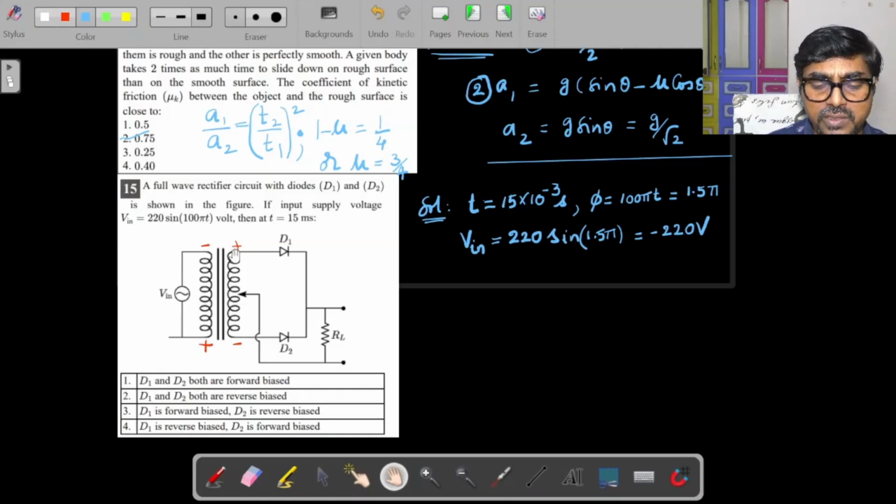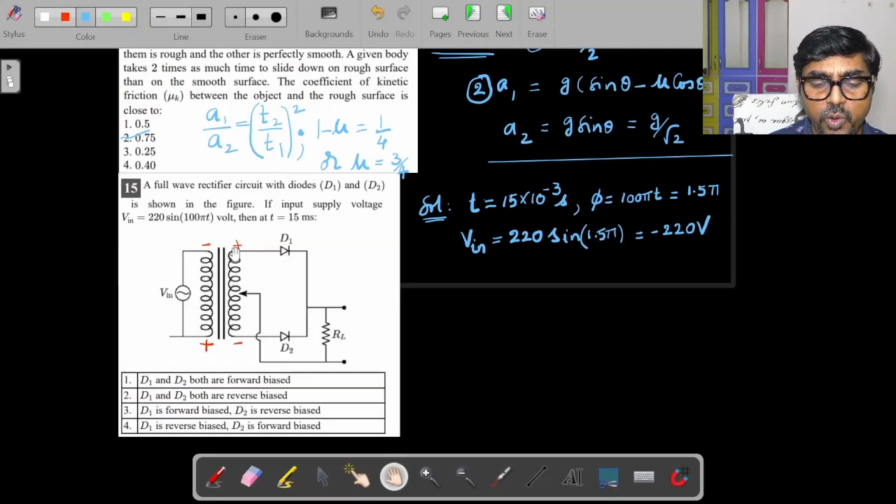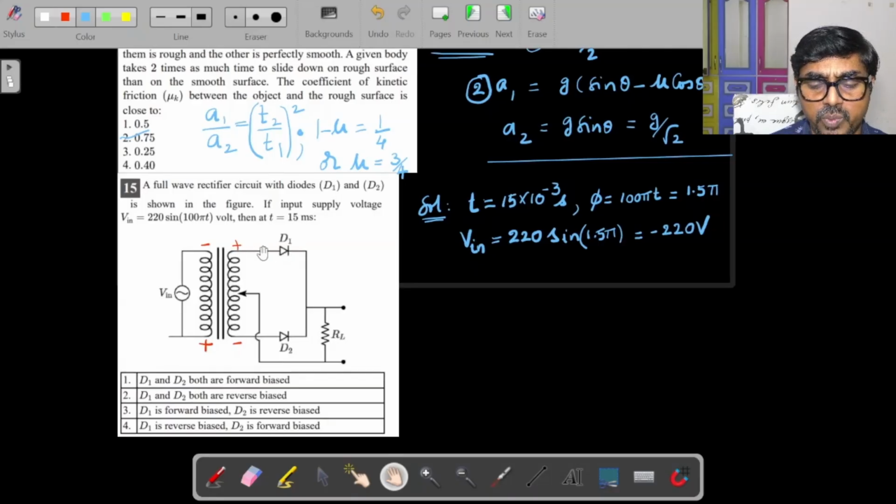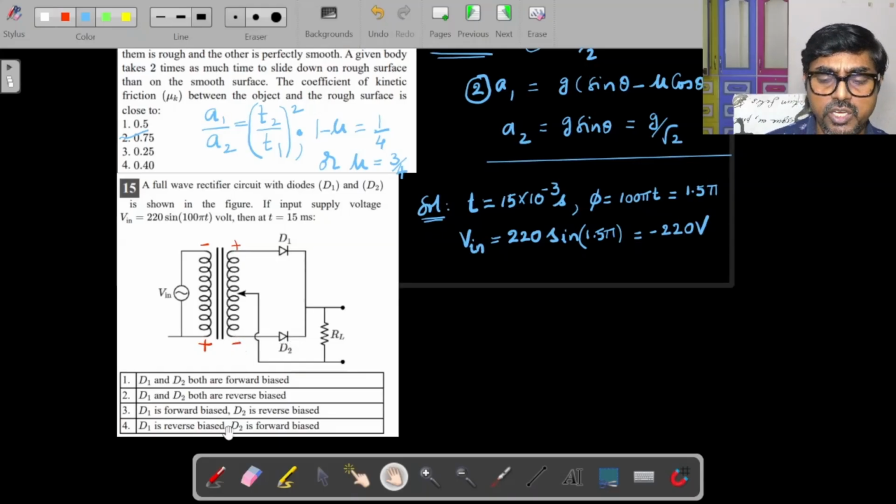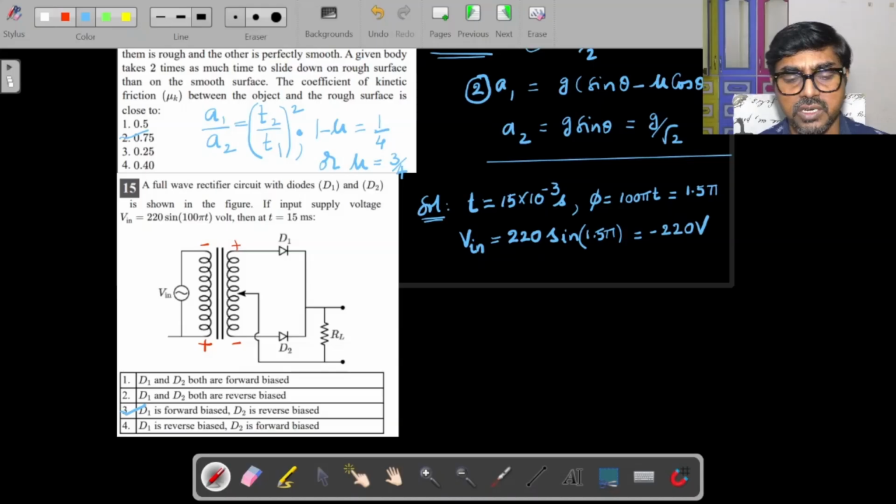So, if this is plus, it will drive the current there. On the P side you have the positive terminal, meaning it is going to be forward biased. This is minus, meaning on the P side you have the negative terminal, that means it is going to be reverse biased. So, D1 is forward biased and D2 is going to be reverse biased. So, the option is 3. This is the question that we have here. So, with that I will conclude here. I will get back to you again with the second part of this solution. Until then, goodbye.